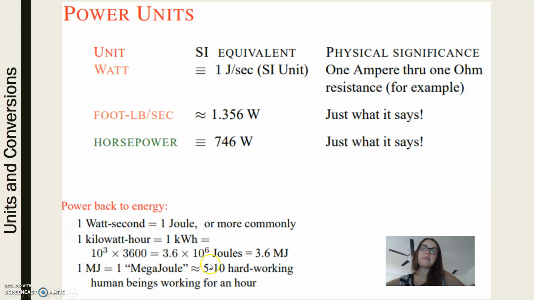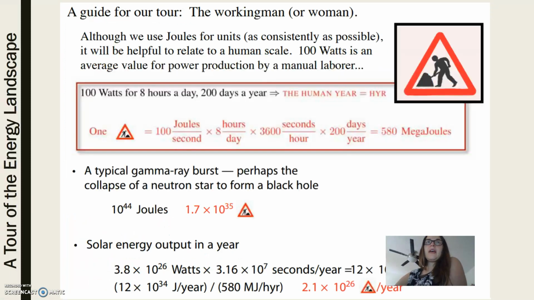So 1 megajoule is approximately 5 to 10 hard-working humans working for an hour. And so if we look at this idea of the human year, it's looking at how much energy one human can produce. 100 watts is an average value for power production by human labor. So 100 watts for 8 hours a day for 200 days a year, because there's got to be vacation. The human year then becomes 580 megajoules.